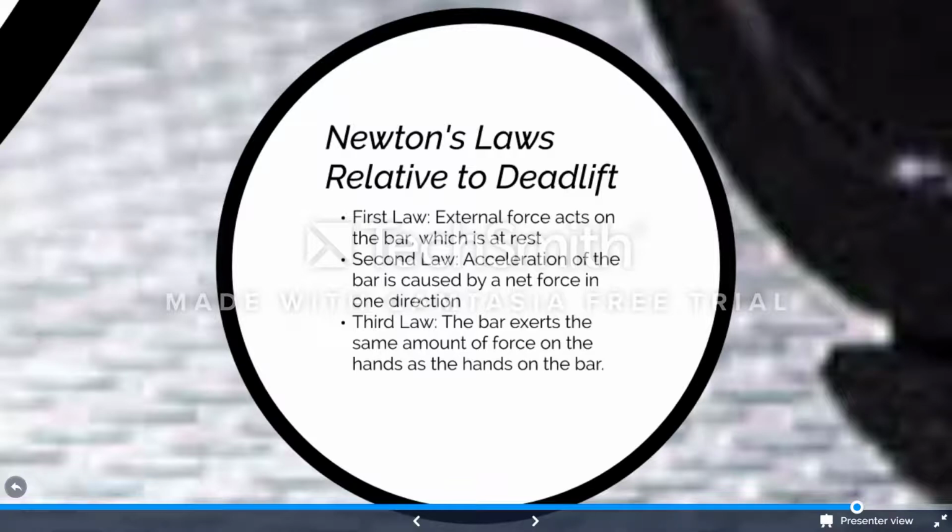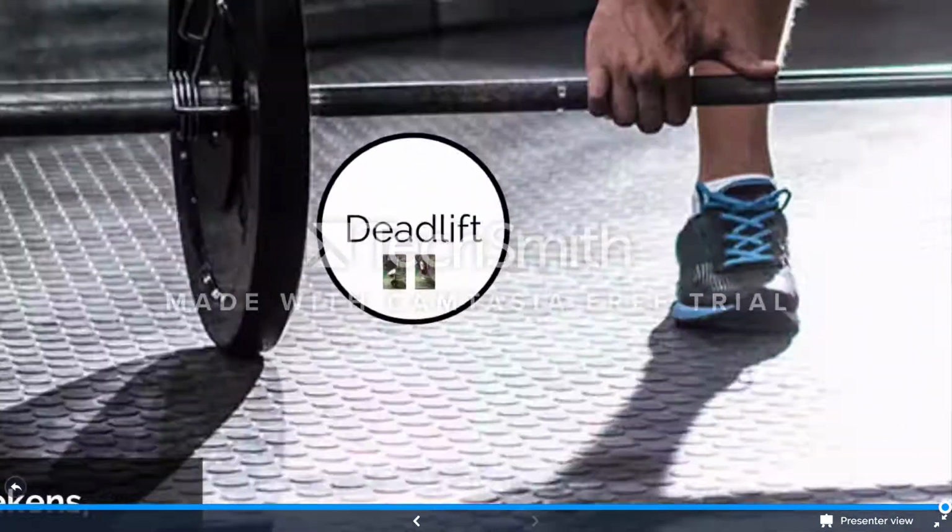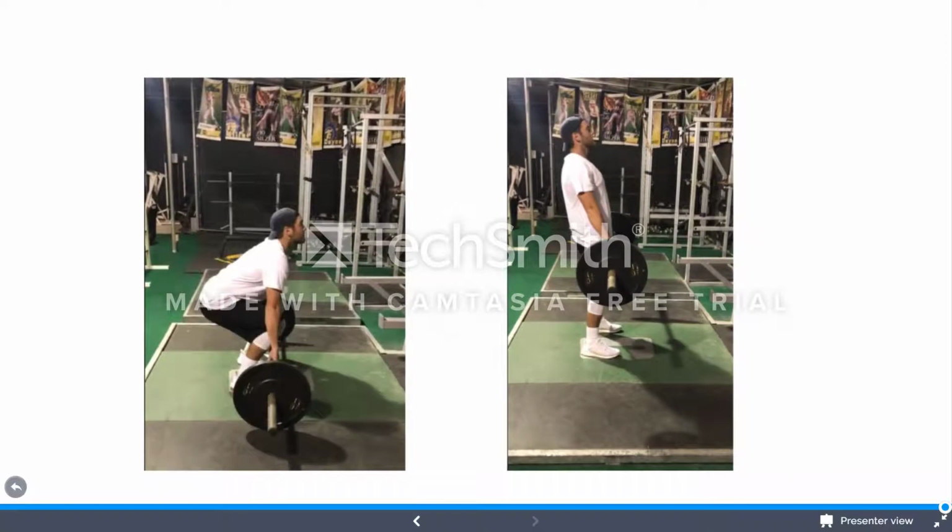Newton's third law is that for every action, there is an equal and opposite reaction. In a deadlift, the bar exerts the same amount of force on the hands as the hands do on the bar. Finally, the weight being lifted and the center of mass of the upper body and arms are a relatively long way from the vertebrae, and this creates a huge torque about the lumbar vertebrae.